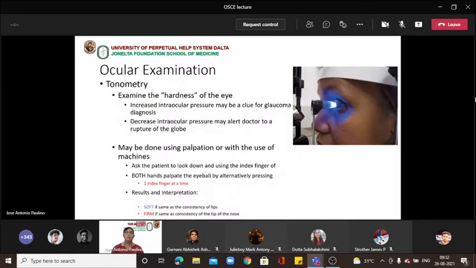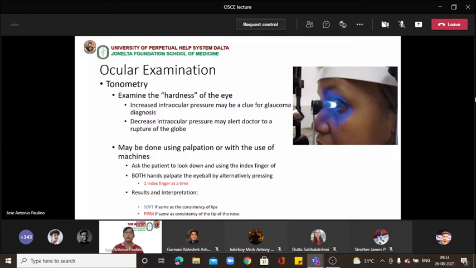The next part is the tonometry. The tonometry will tell us the hardness or softness of the eye. So if we notice that the patient has a hard or hypertonic eye, it will tell us that there may be increased intraocular pressure, which may be a clue for glaucoma.